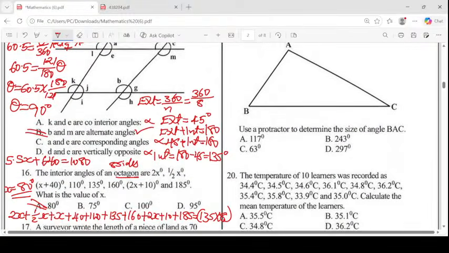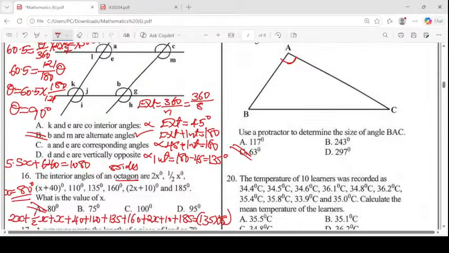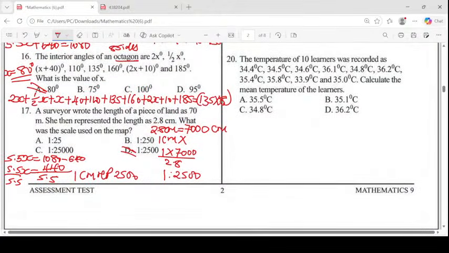Question number 19. The figure below shows an object in form of a triangle. Use a protractor to determine the size of angle BAC. They are talking about this angle here. Ideally, this angle is less than 90. So the most correct answer is 63 degrees.